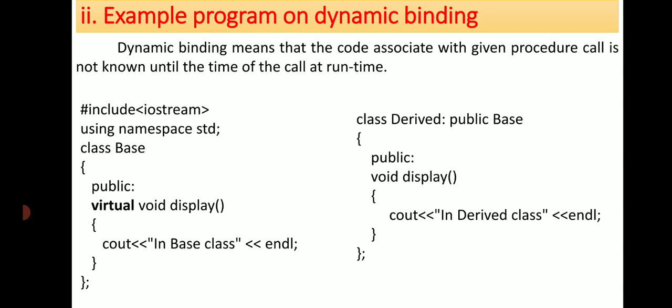Now we can see an example of dynamic binding. Same thing, here also we define the base class and the derived class. The only difference from static binding is that the base class method is prefixed with the keyword virtual. Everything else is the same. There is a base class and a derived class, and both have a display method, but the base class method has the keyword virtual.